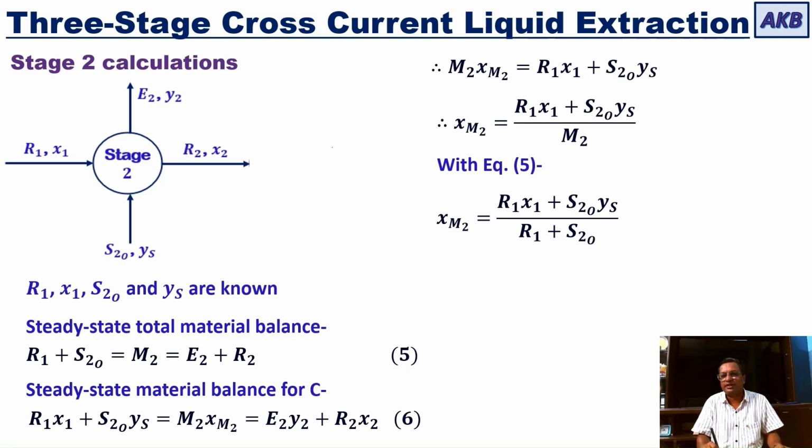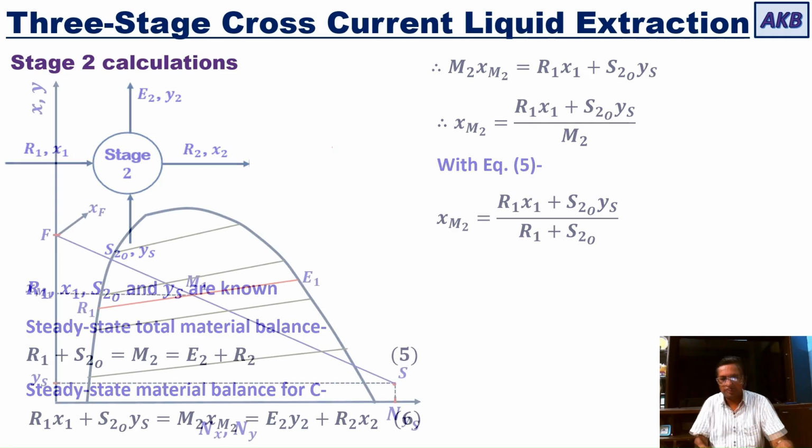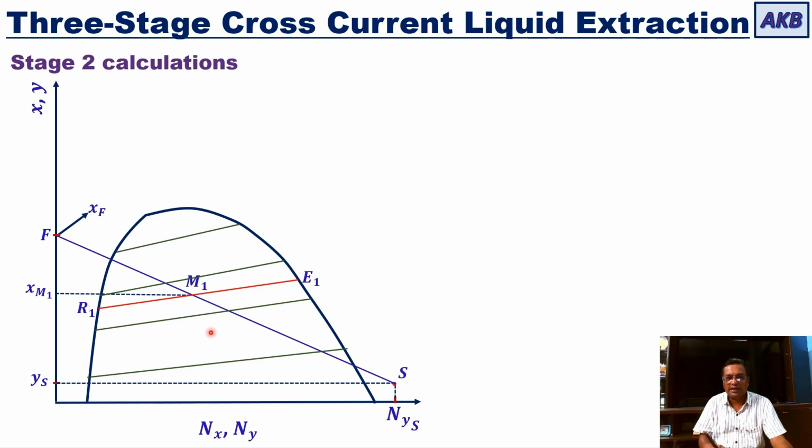Now let us follow these material balances on the ternary equilibrium diagram. At the end of calculations for stage number 1, we had got this diagram. Now we are going to continue with this. For stage number 2, the first thing you have to do is connect R1 with S, because you are contacting raffinate from stage number 1 with fresh solvent. This is followed on the ternary equilibrium diagram by connecting points R1 and S. So R1 is connected with S, and I get this straight line.